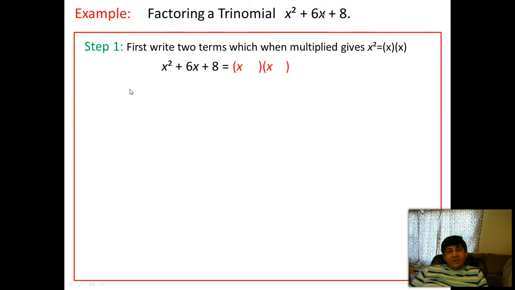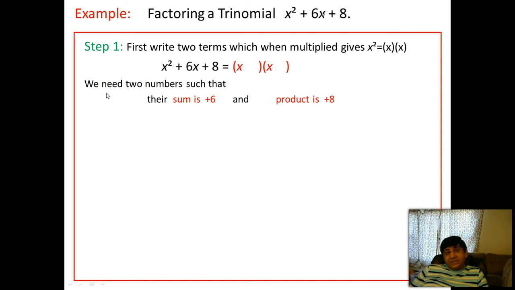There are a few steps involved here. The first step is to write down two terms which, when multiplied, give the first term. We have x squared, and the only possible multiplication which will produce x squared is x times x. So put x here and x here. This is just an empty space which we have to fill with the proper factorization. Since all the signs are plus, we have to have plus there.